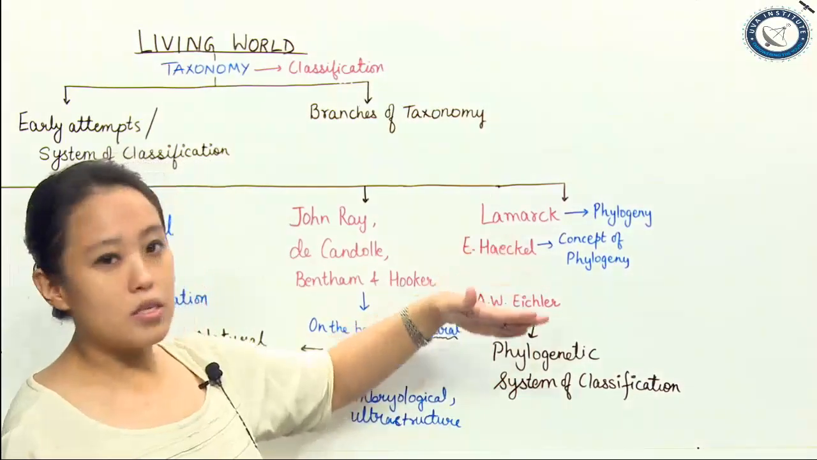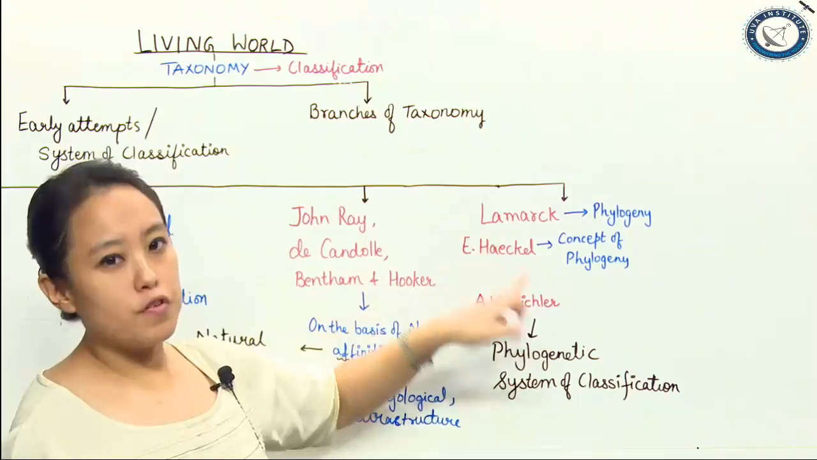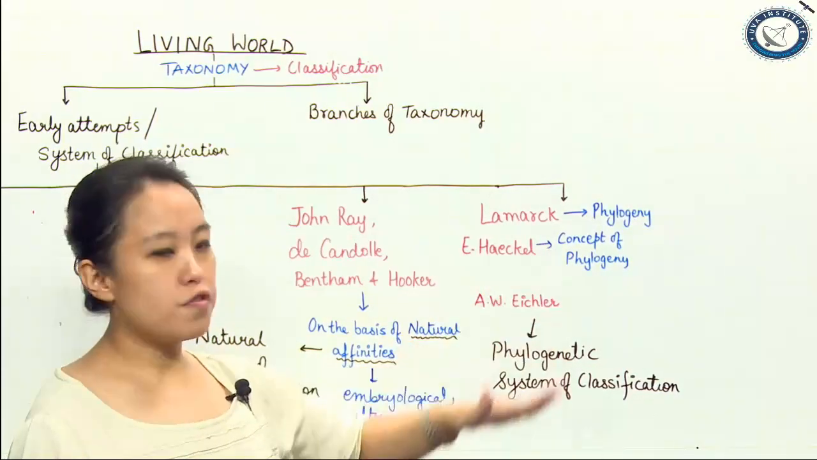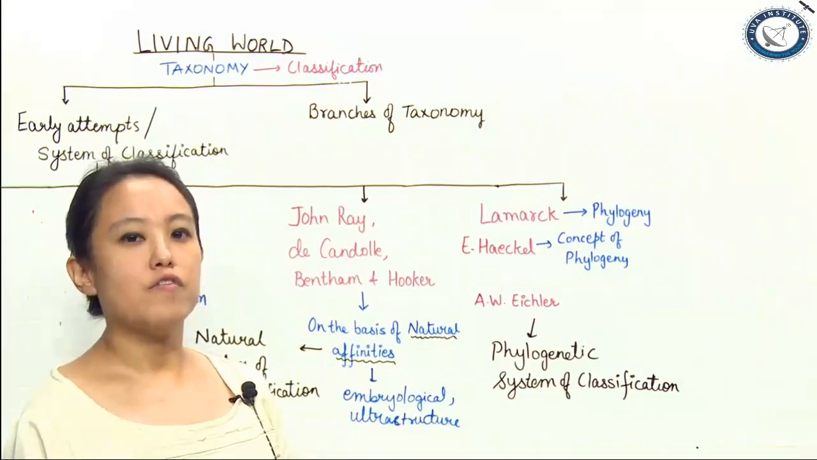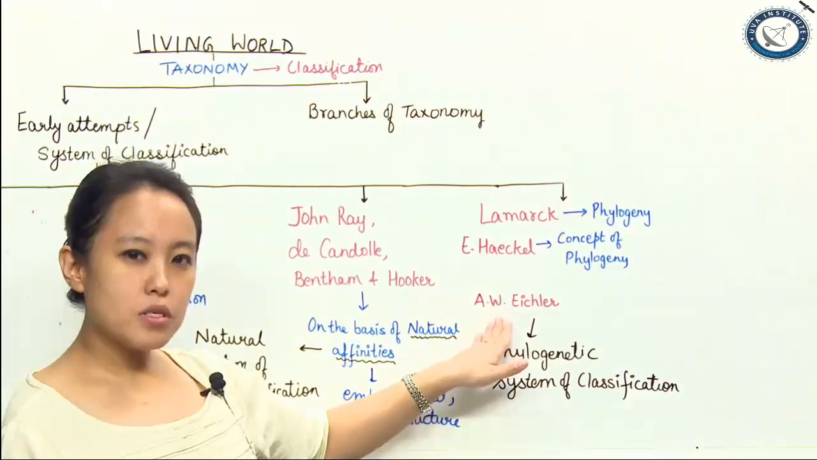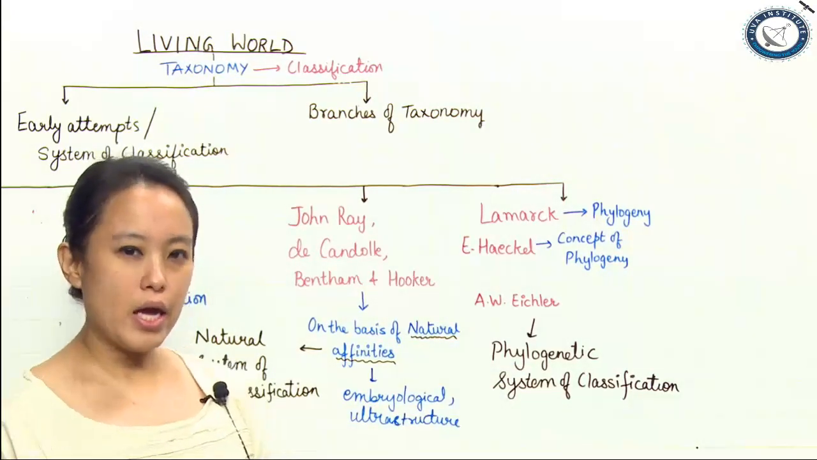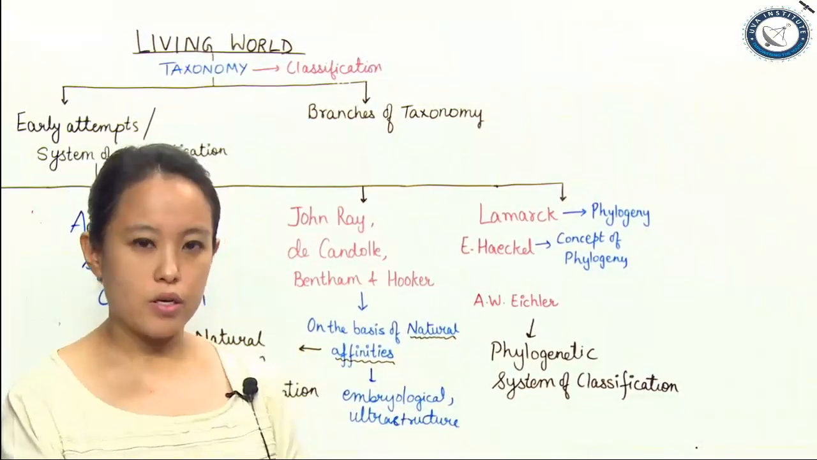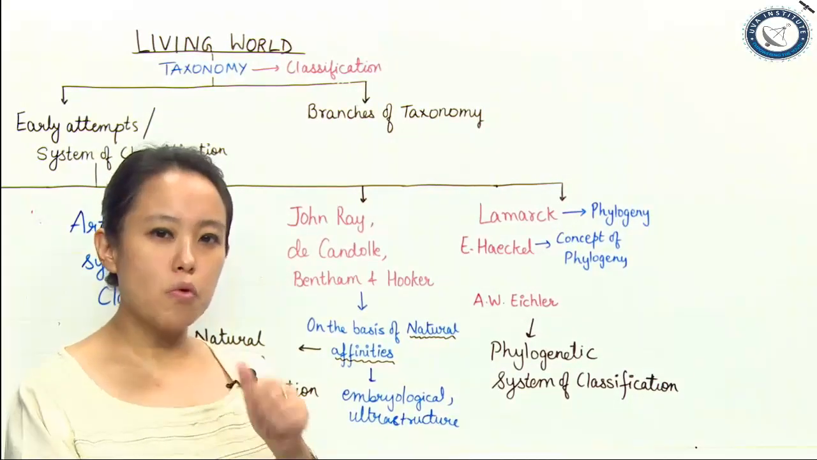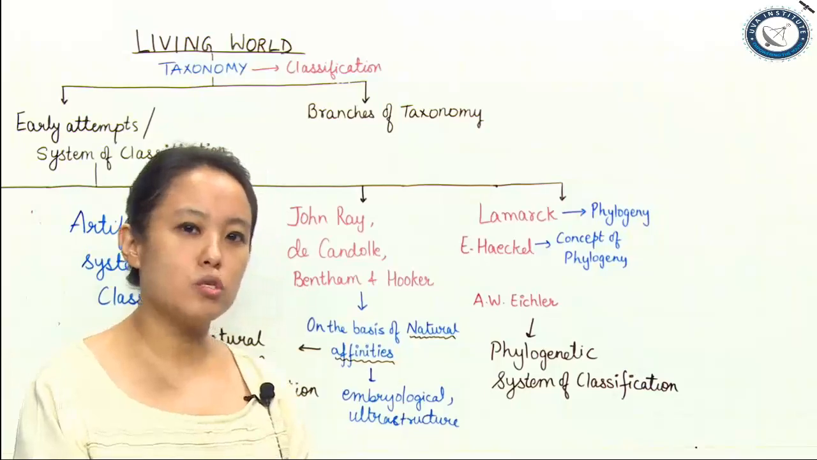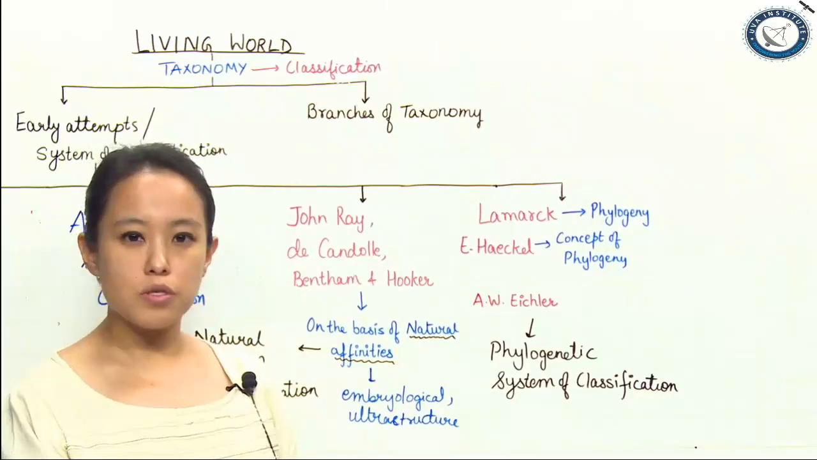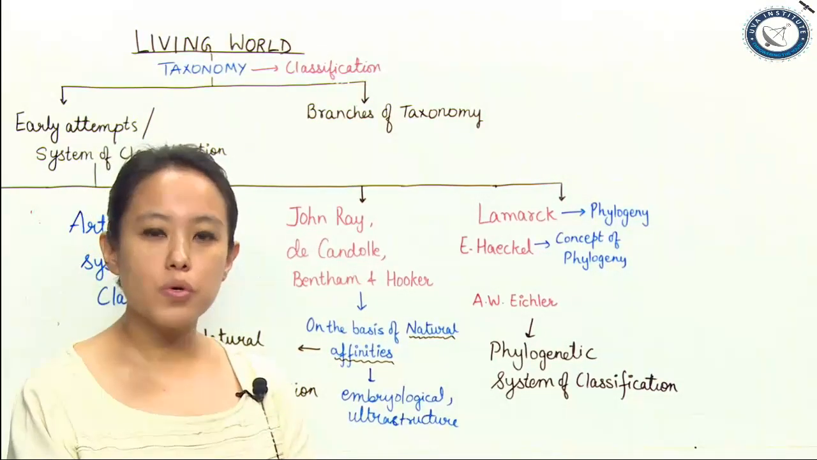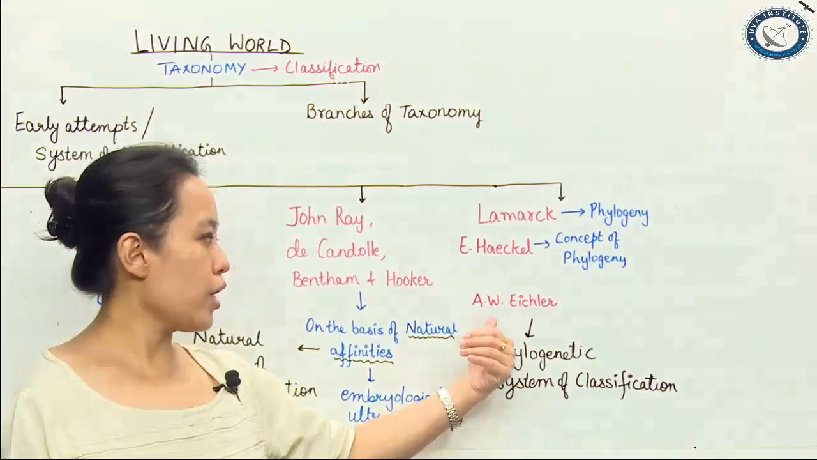Okay, so now let's start. Lamarck was the first person who gave the term phylogeny. Ernst Haeckel was the first person who gave the concept of phylogeny. There is one person, A.W. Eichler, who looked into all the criteria given earlier, but he also made a small change. He placed gymnosperms, remember angiosperms and gymnosperms, into the phylogenetic tree. So the contribution towards the addition of gymnosperms goes to A.W. Eichler.